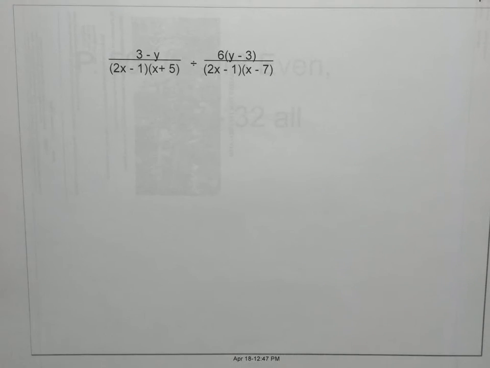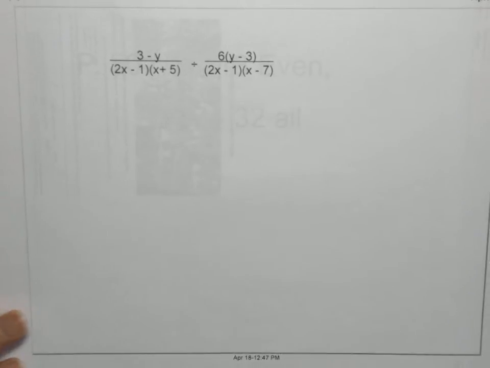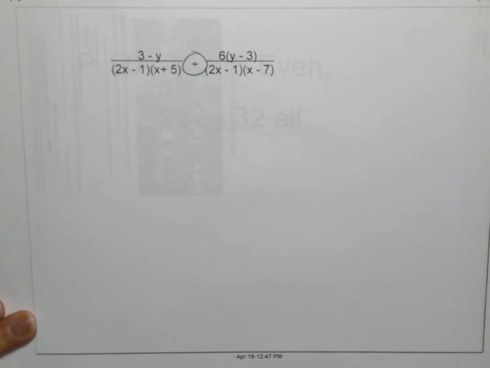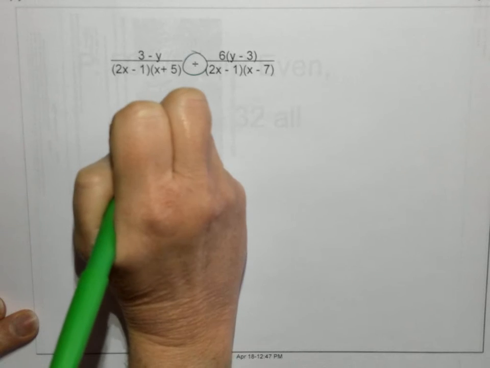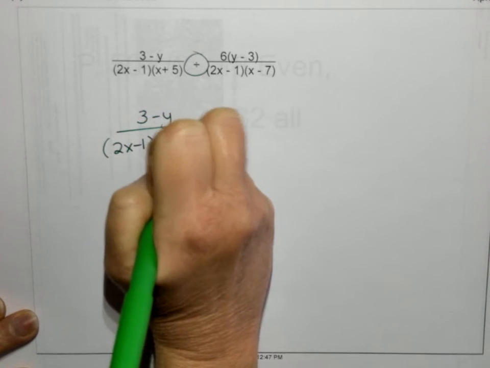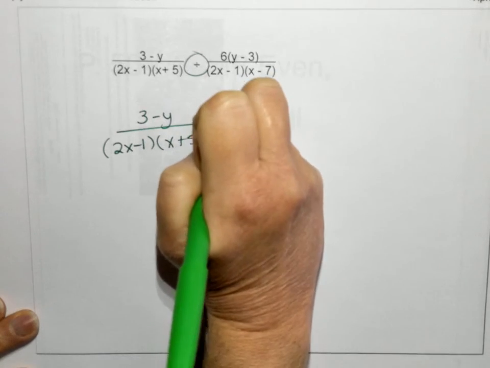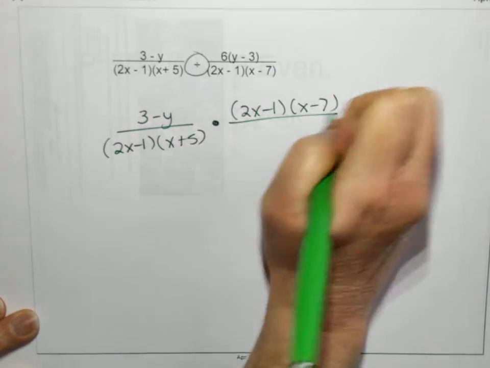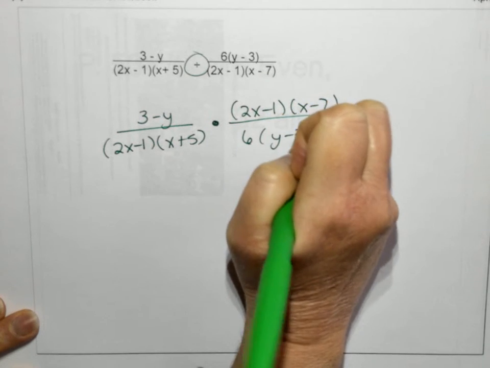Okay, let's try another division problem. Well, this one's already factored. The only thing we haven't done is flip it. So we have 3 minus y over 2x minus 1, x plus 5, times 2x minus 1, x minus 7, over 6 times y minus 3.